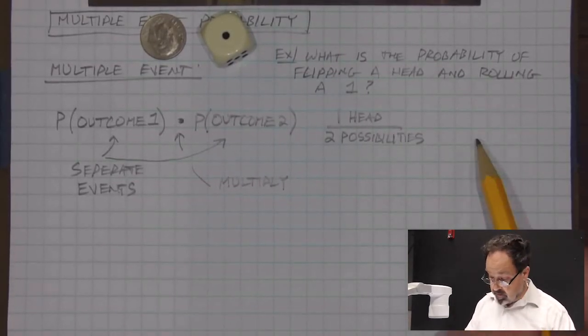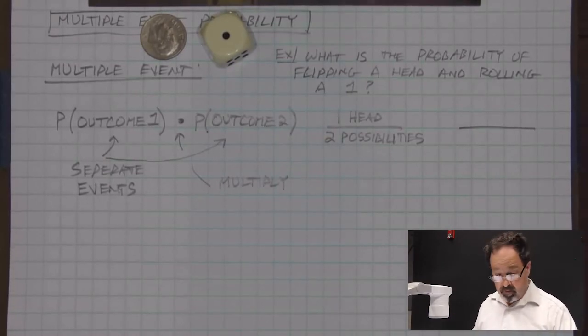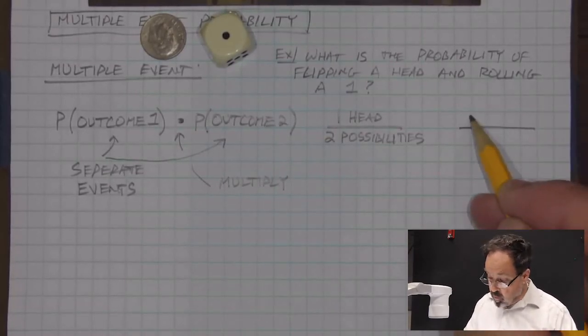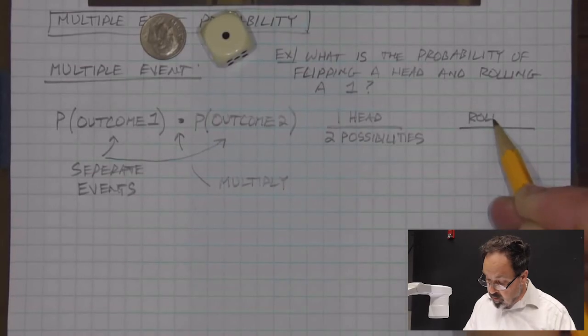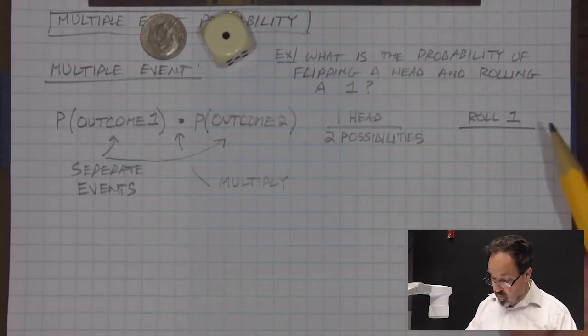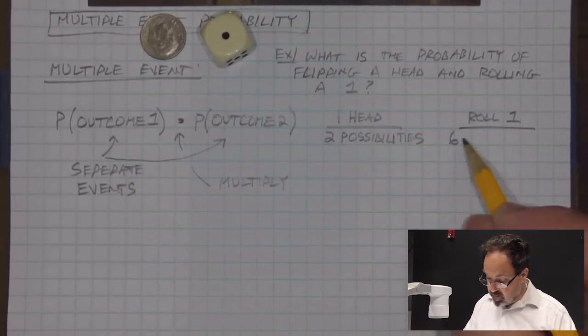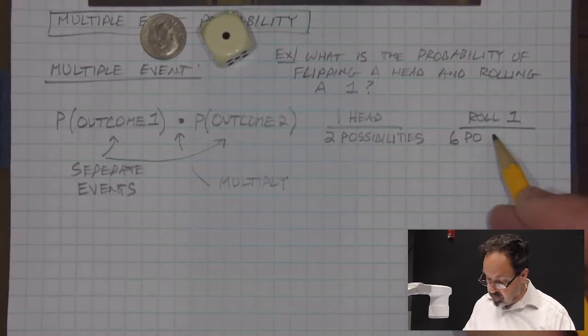Let's think about the die. We're going to express it as a probability, as a fraction. There is only one way to roll a 1 on a 6-faced die. So 1 belongs in the numerator, and in the denominator we have 6 possible outcomes in rolling a common die.